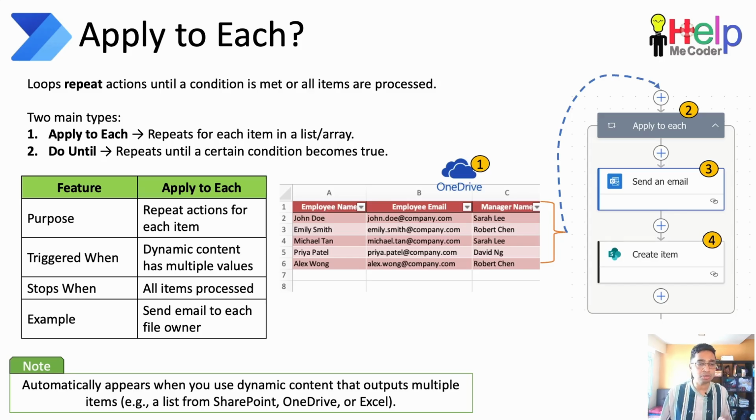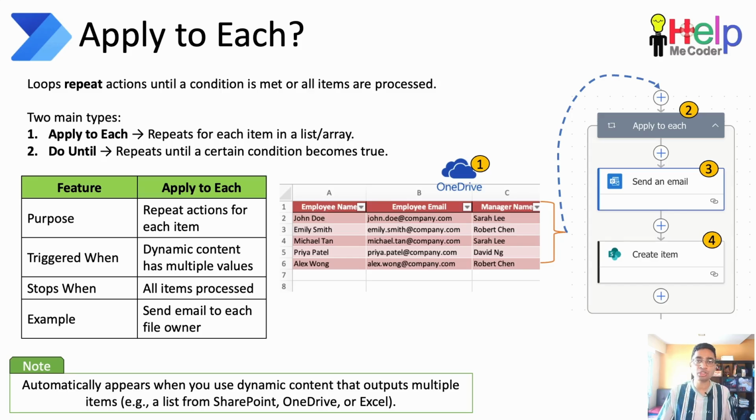Triggered when, this is an important point to note: it is triggered sometimes automatically. You will see that when you dynamically select content and that content is coming from a multiple set of items, like these 6 rows of data that you see: employee name, employee email, and manager name. If I try to print employee name in the compose action, you will see that it will automatically attach an apply to each loop behind this compose. It will automatically know, because the data is like 10 or 6 rows coming in, so it is an array of data.